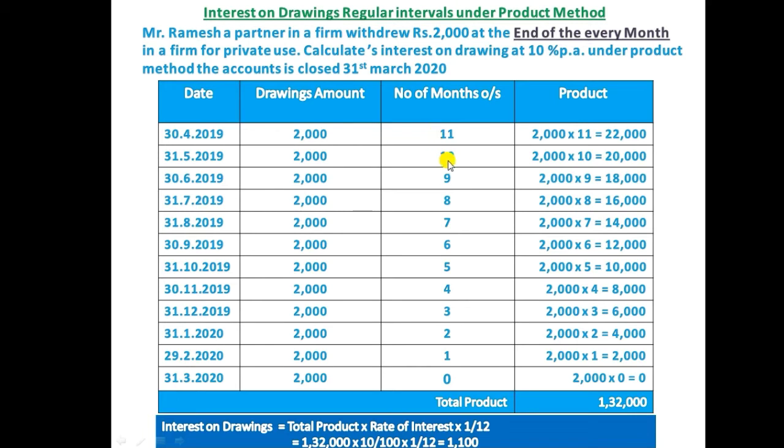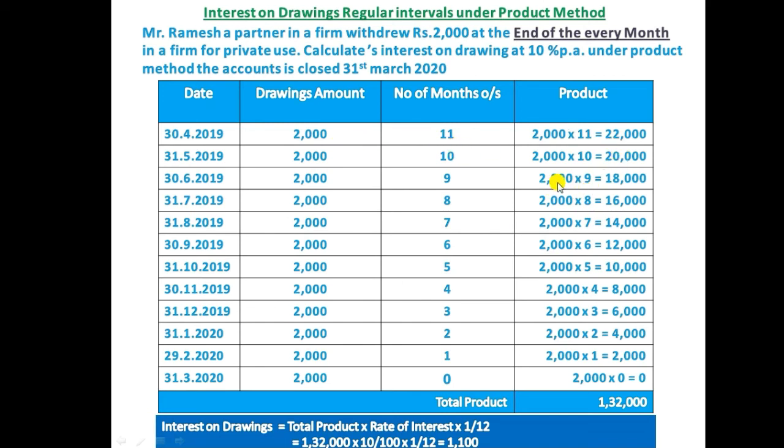Likewise, we need to calculate the number of months for each month. So 10, 9, 8, 7, 6, 5, 4, 3, 2, 1. The last month is 0 because he took it on 31st of March, the end of the year, so it is 0 months. Now we need to calculate the product. So we know already very well, we need to multiply the drawings amount with the number of months outstanding. So 2,000 is the drawings amount, the number of months outstanding is 11. Once we multiply, we'll get 22,000, and 2,000 into 10 we will get 20,000.